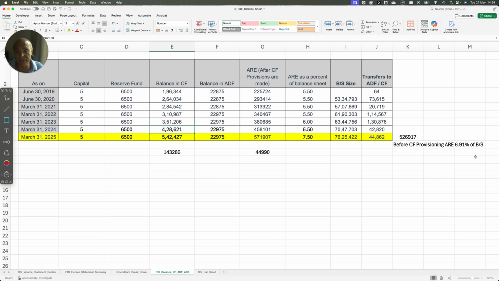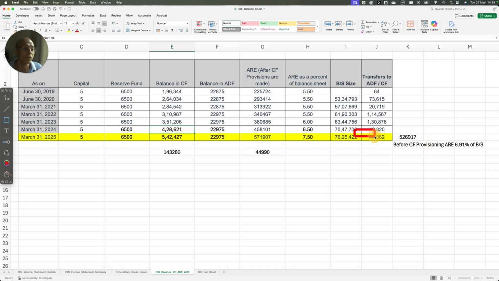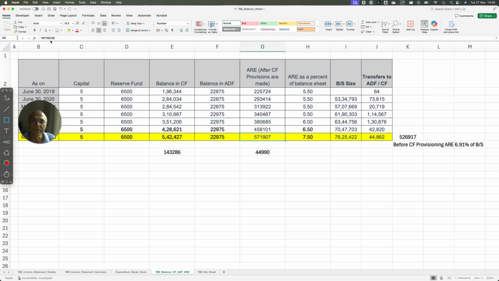Now what RBI is saying, based on the internal calculation, is that the ARE before the replenishment is made in the CF is already 6.91%. That is why you just need to provision 44.82 thousand crores to the contingency fund to enhance this number to 5.42 lakh crores. Now, how did this 5.42 lakh crores come? There is no addition, so there is no way I can calculate this directly. But I can calculate it in the following way, because I know the balance sheet. I know the upper bound, 7.5% based on the new rule. So you apply this to 7.25 lakh crores at 7.5%, and you get this number as 5.71 lakh crores.